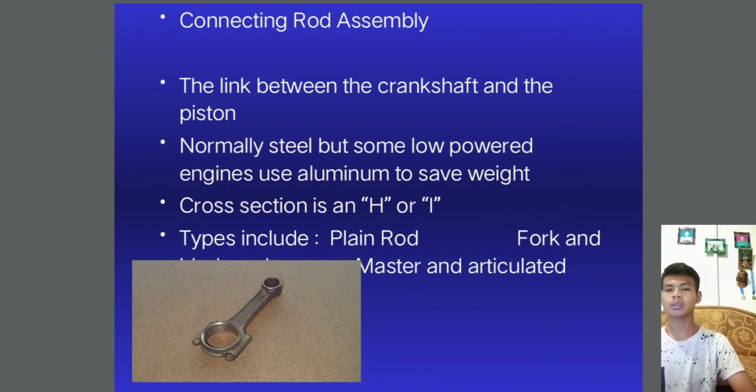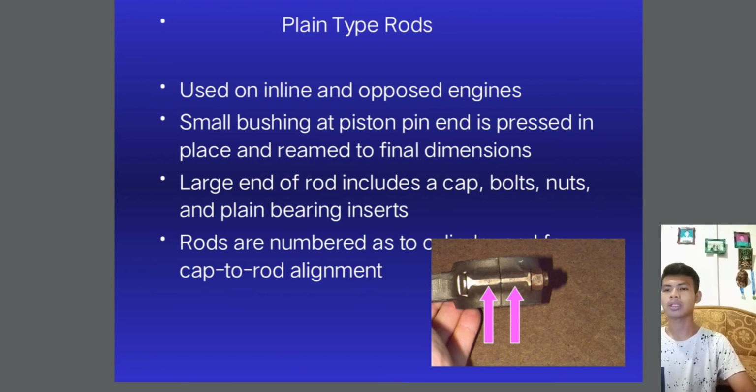Plain type rod used on inline and opposed engines. A small bushing at the piston pin end is pressed in place and reamed to final dimension. The large end includes a cap, bolt, nut, and plain bearing insert. Rods are numbered as to cylinder and for cap to rod alignment.